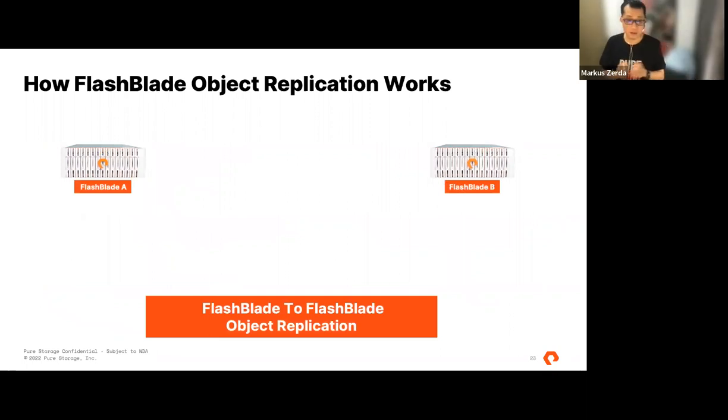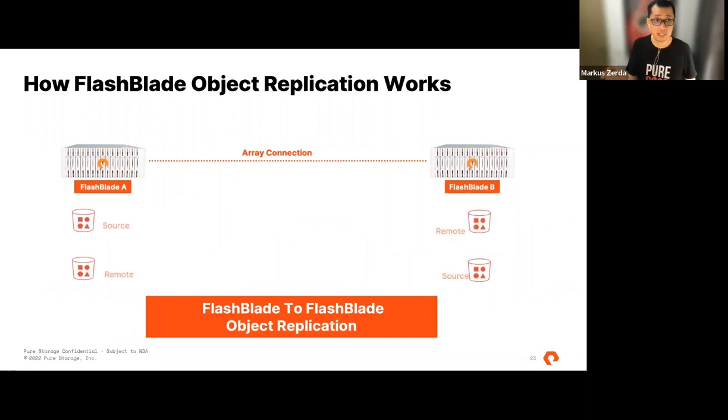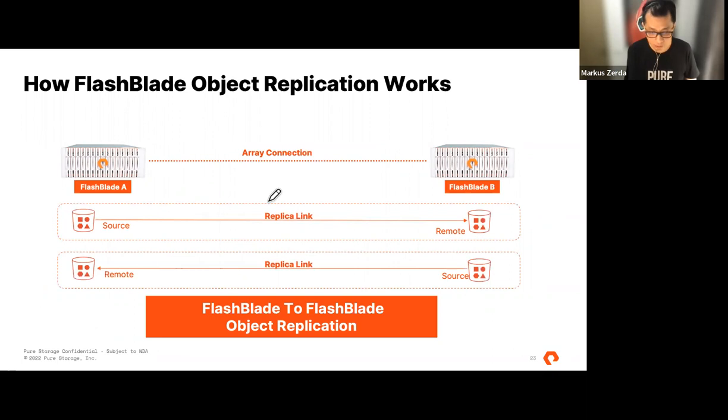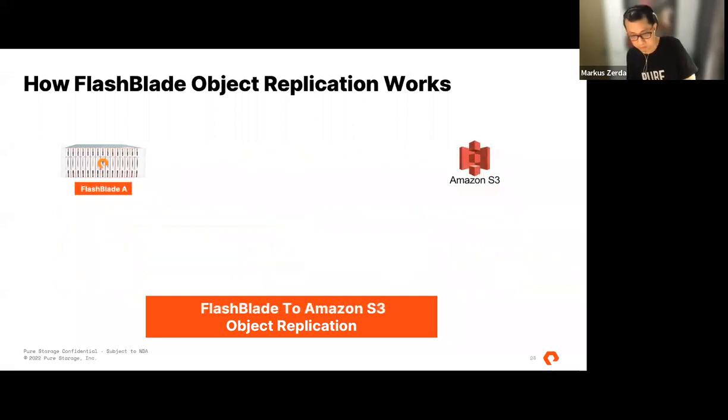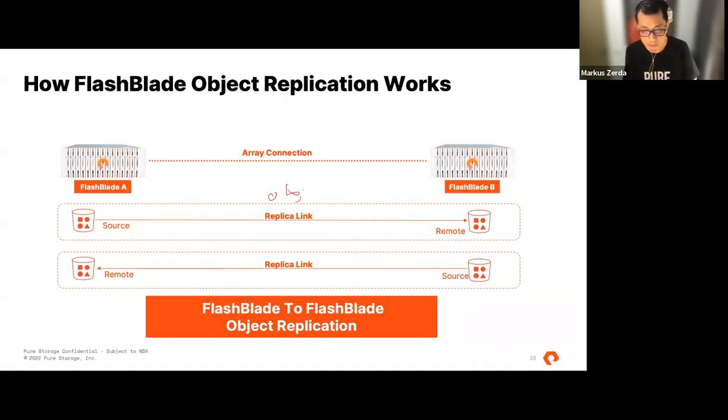So how does object replication work? If you have 2 FlashBlades, you can just connect the 2 FlashBlades, similar to the file system connection. Then you can create a replica link, right? This is an object replica link, by the way. There are 2 different replica links, the file system replica link and the object replica link. For the object replica link, you connect 2 objects, and you give permission on the source object to write to the target object, right?